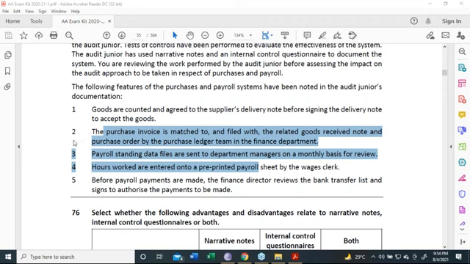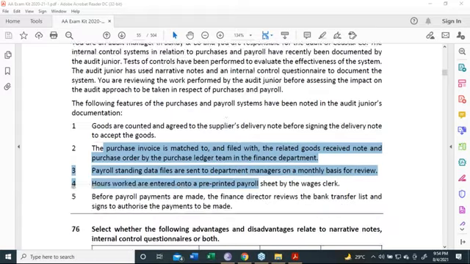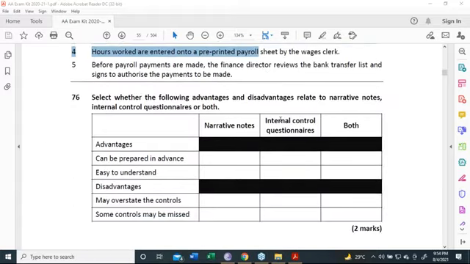Baba is asking, can you please explain how does it overstate the controls? Overstate the controls means, what if a control was not fully implemented by the client, but they are going to tick it, they are going to say yes we do it, so as a result the controls will be overstated.